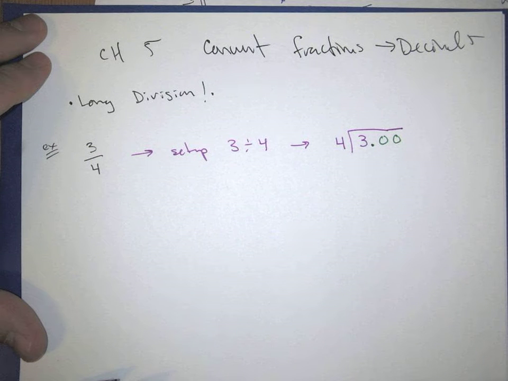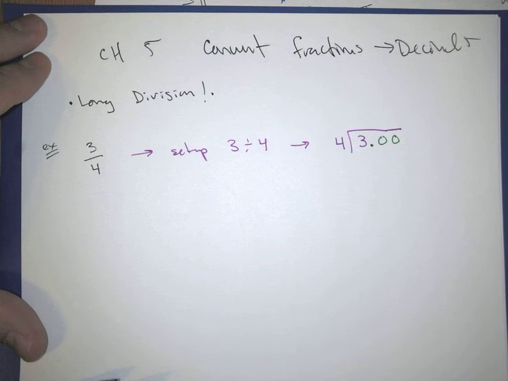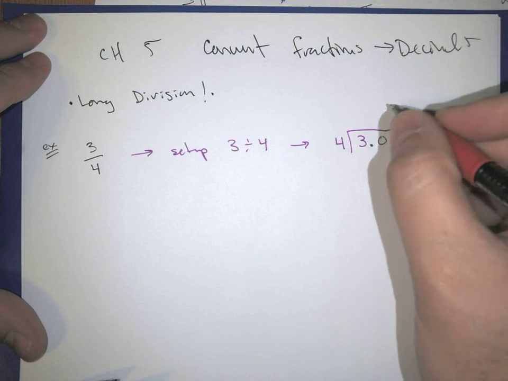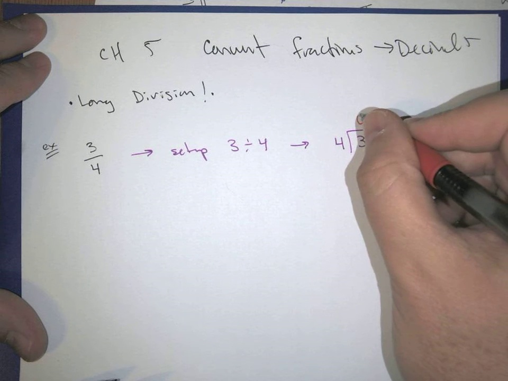What will happen sometimes is you'll get what we call a repeating decimal, where you get stuck in a cycle going through the same numbers over and over again. This one we think is going to become 0.75.